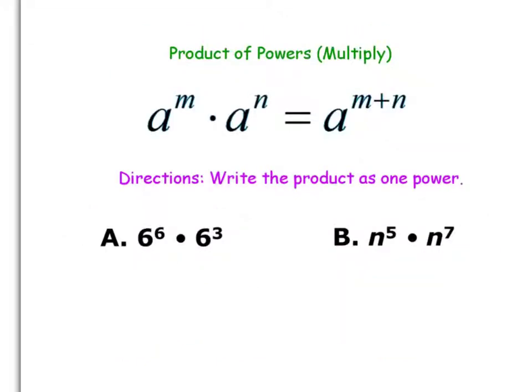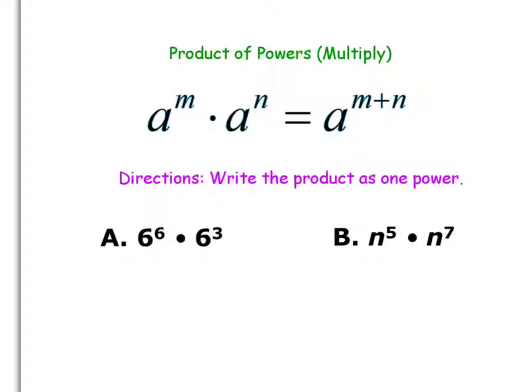Our first law of exponents is the product of powers, which is multiply. This is saying that when I multiply one power, remember a power is a base with its exponent, so when I multiply one power times another, and they have the same base, we can keep the base and add the exponents.